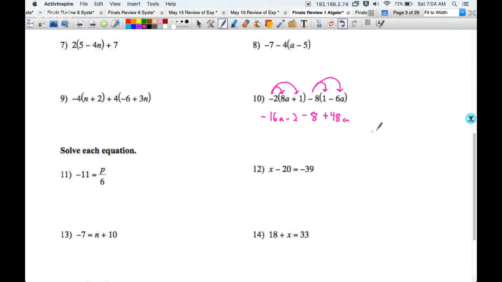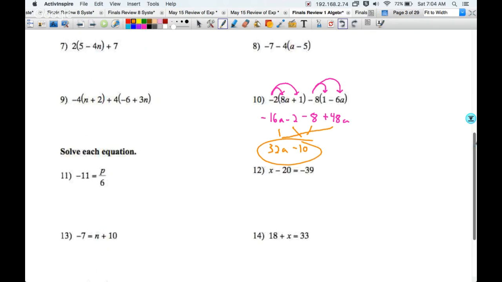Now there's no more parentheses, so the only step left is to combine like terms. Two things are like terms if they've got the same variable with the same exponent. So this negative 16a and this 48a are going to become a 32a, and this negative 2 and this negative 8 are going to become a minus 10.